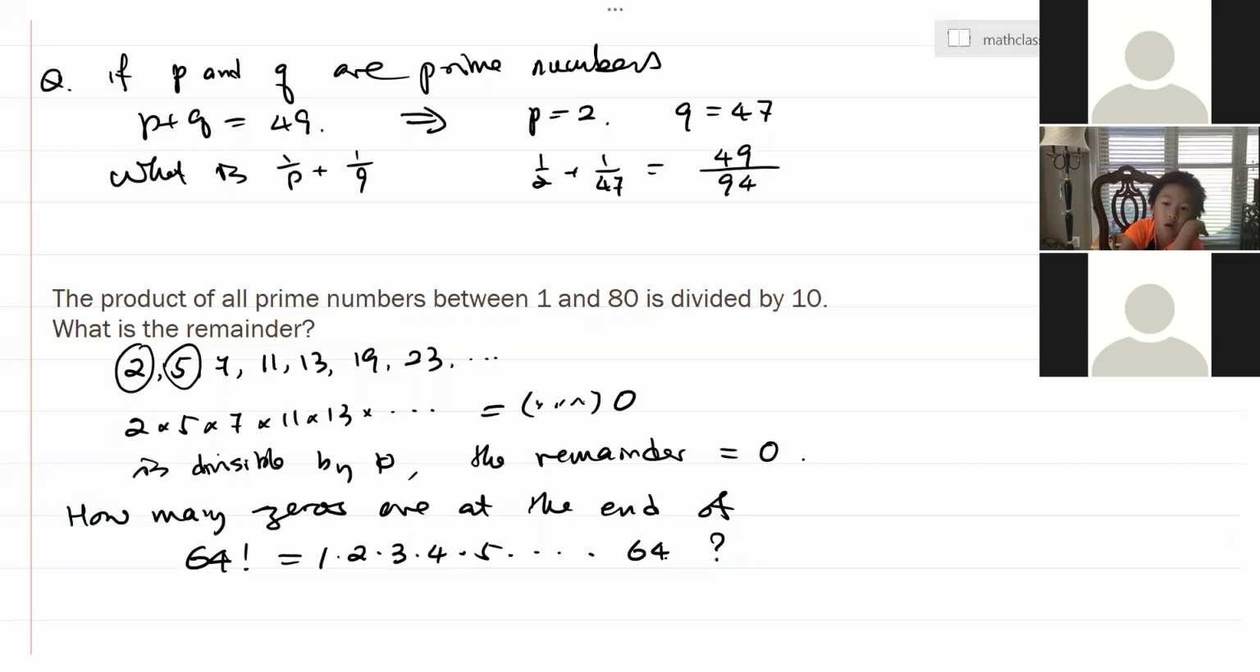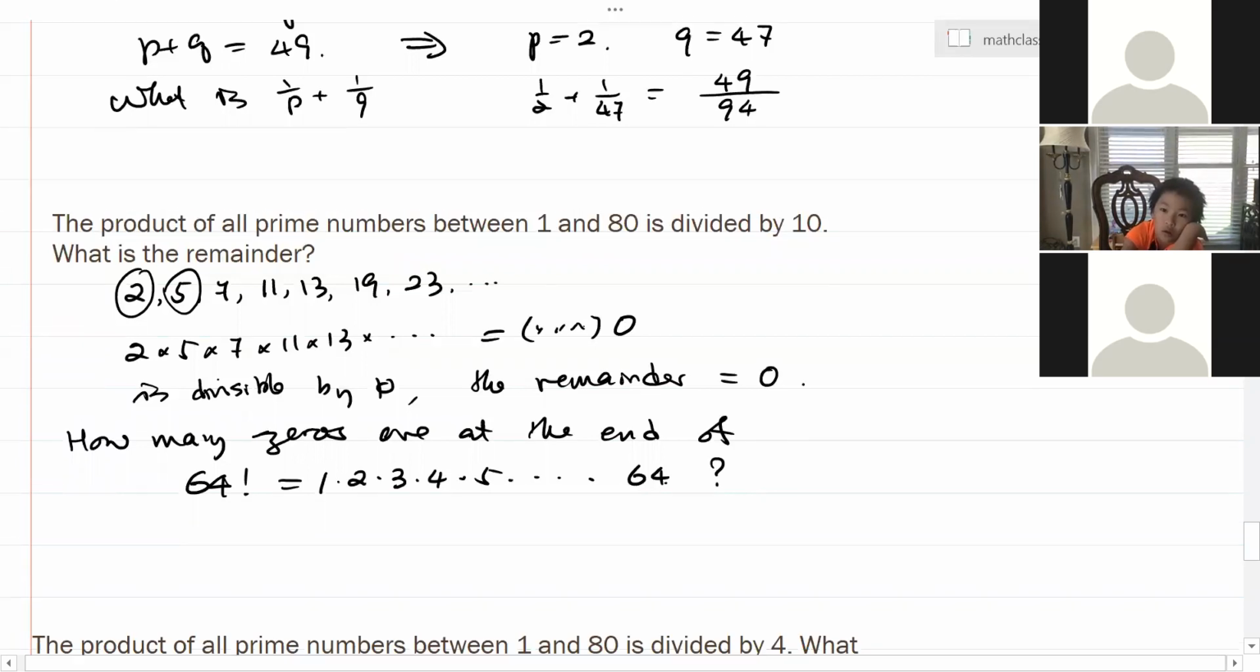Okay, so possibly it's 13. Okay, let's look at why. How do we get 0? Only when 2 times 5 gives 0. So all you have to do is make sure how many 5s there are. How many 5s are there? You have 5, 10, 15, 20, right?